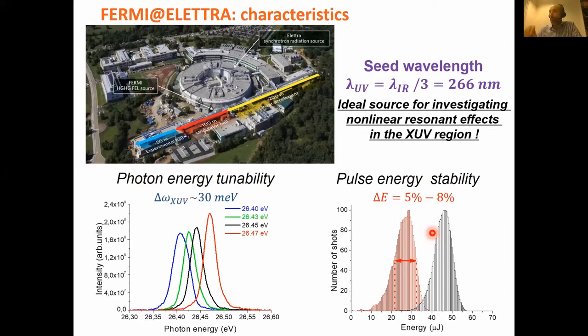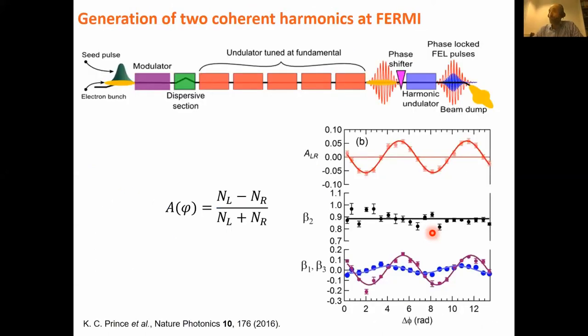For our experiment and for the generation of attosecond pulses, one of the most important characteristics is the possibility to create different harmonics using different undulators. We exploited this capability already in 2016, generating two coherent harmonics and having the possibility to change the relative phase between these two harmonics. Here you can see a sketch of the setup that was used for that experiment. The electron bunch was superimposed with the seed pulse in the UV. We had the modulator and dispersive section, which create this modulation in the phase space.